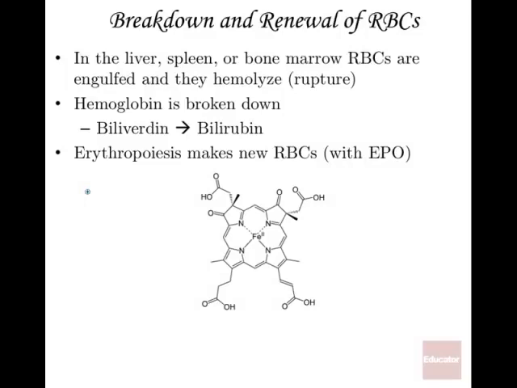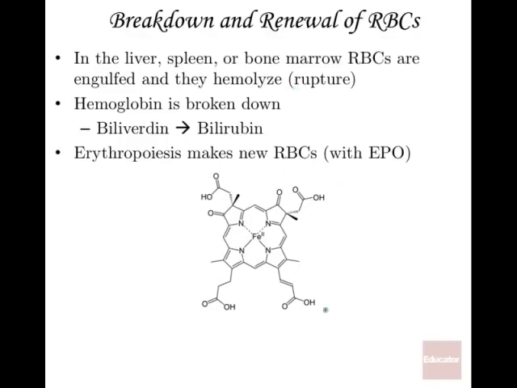Breakdown and renewal of red blood cells. In the liver, spleen, or bone marrow, that's where red blood cells eventually end their journey. They're engulfed by cells there, and then hemolysis, they hemolyze, causes them to rupture. They are broken down, and you take the hemoglobin molecule, which is right here.